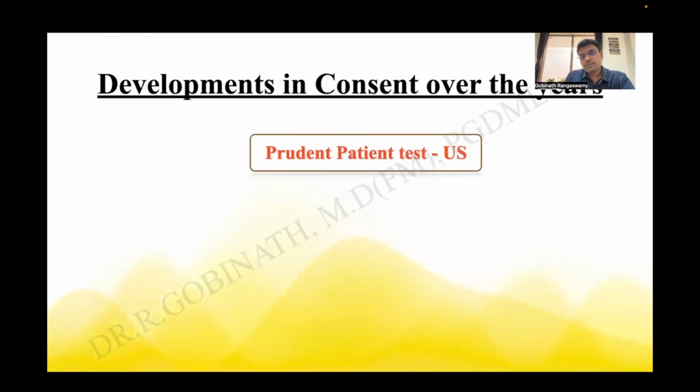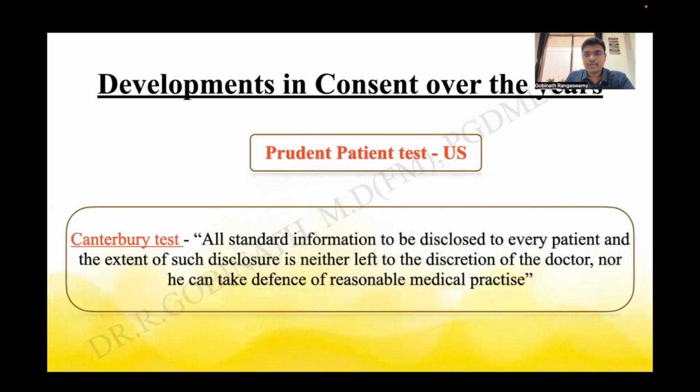So in the US, the prudent patient test is followed for obtaining consent. That is the Canterbury test. It says that all standard information has to be disclosed to every patient, and the extent of such disclosure is neither left to the discretion of the doctor, nor can he take the defense of reasonable medical practice. So here the doctor cannot decide what information to be disclosed to the patient. There is a standard set of information which has to be disclosed to every patient, because if the doctor didn't follow this, then the doctor is liable.